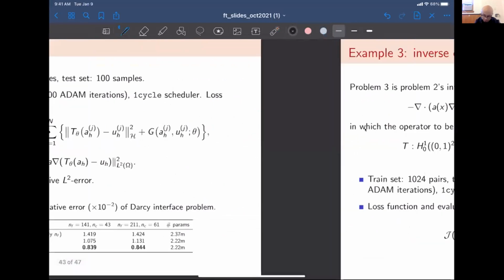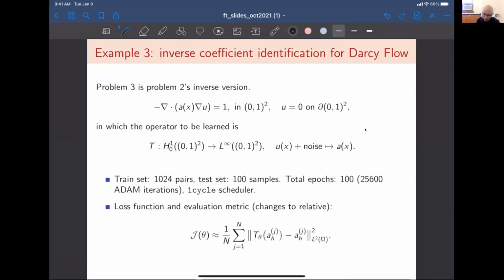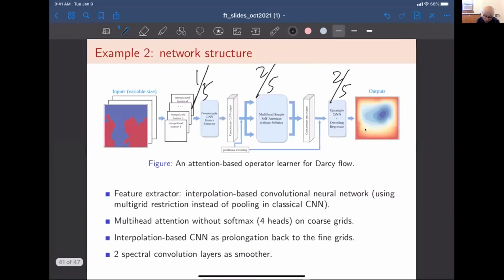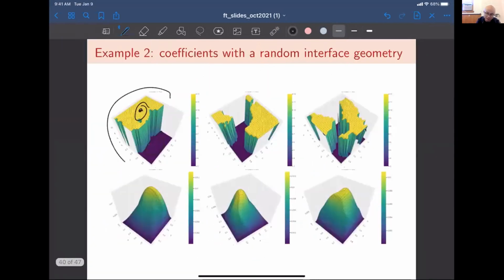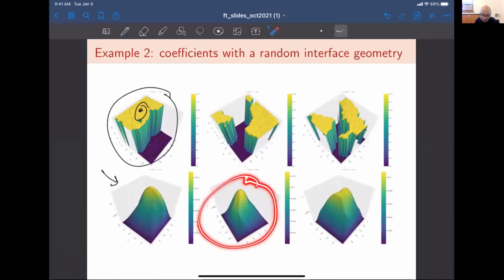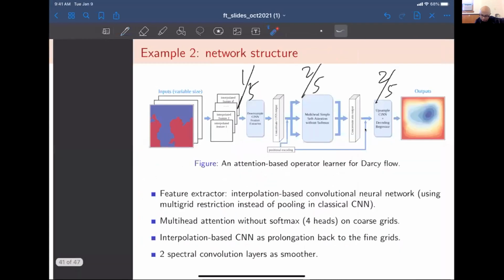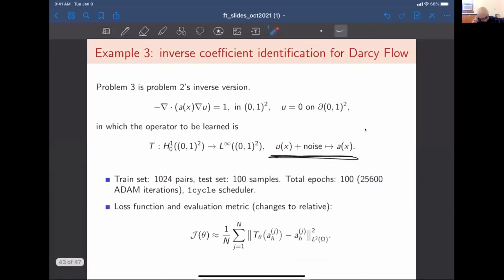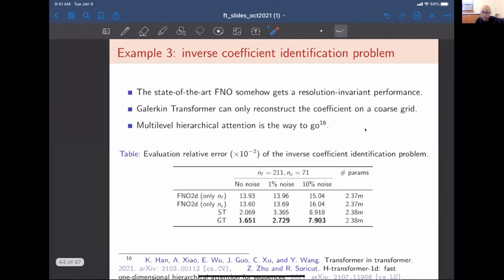Then the next one is we try to reverse the prediction and the coefficient. Originally the model takes this as input and gives us this as the output. Right now we take this as input and this as output, so our model tries to infer the coefficient back from the solution. And this is our result.